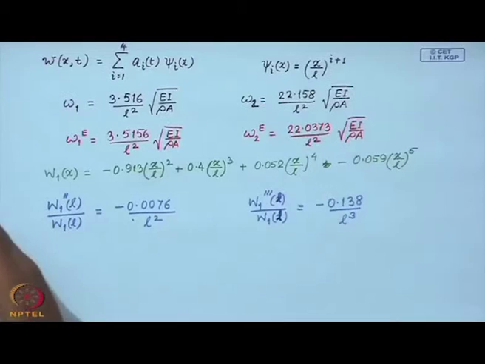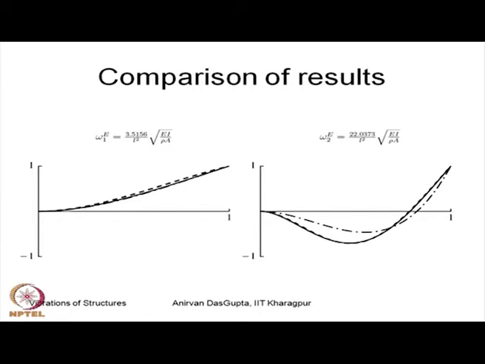Now, let us look at these eigen functions which I have plotted here. So this is the first eigen function. The solid line is the exact, and this chain dotted line is with 2 term expansion, and with the 4 term expansion you have this dashed line. So you can see that the eigen functions also tend to go close to the exact eigen functions, which we have discussed in one of our previous lectures.